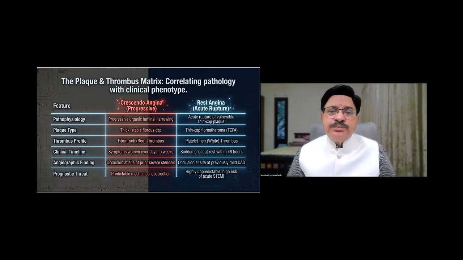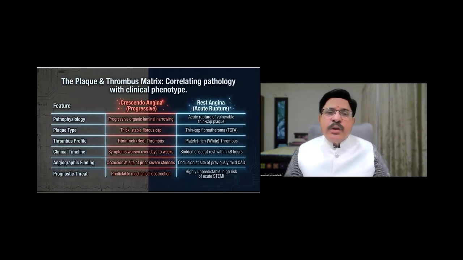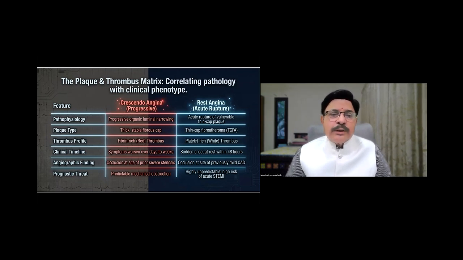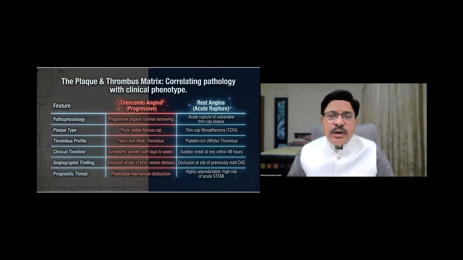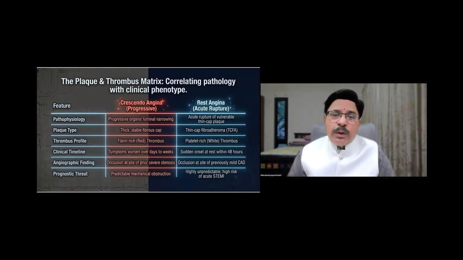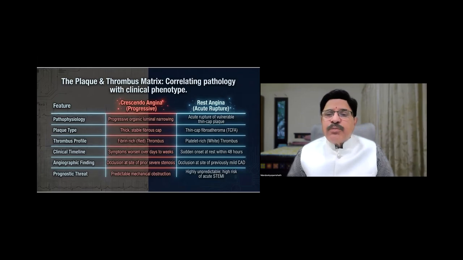Now, crescendo angina. Crescendo means increasing. That is progressive angina, versus rest angina. You have to differentiate. Pathophysiology: crescendo angina is progressive organic and luminal narrowing due to a stable plaque, whereas rest angina is acute rupture of a vulnerable thin cap plaque. Plaque type: thin and stable fibrous cap here. In rest angina, thin cap fibroatheroma, TCFA. Then thrombus profile: fibrin-rich red clot here. Here it is platelet-rich white thrombus.